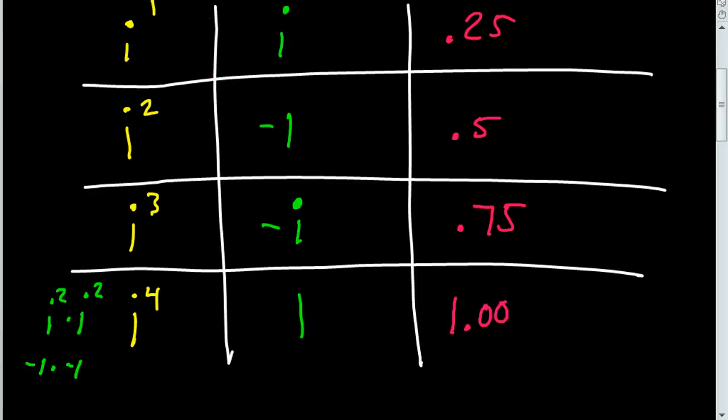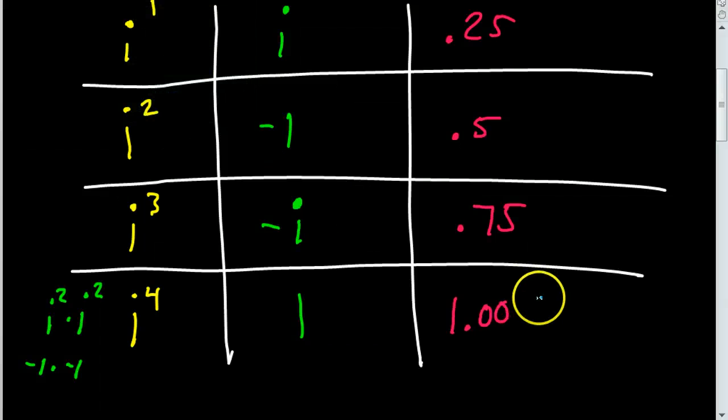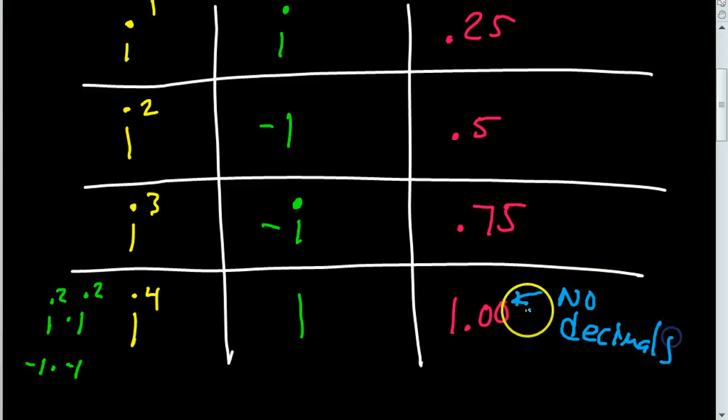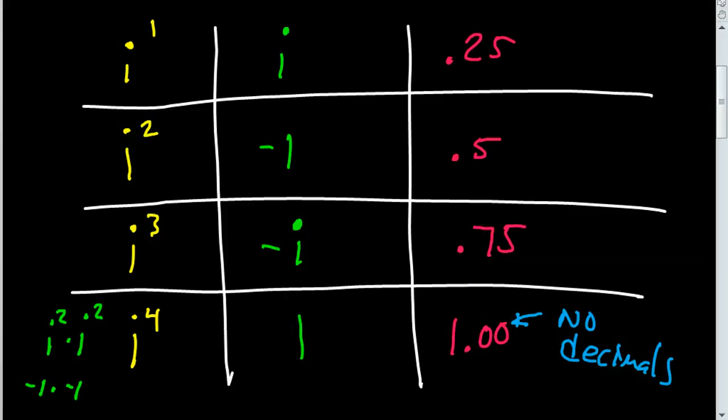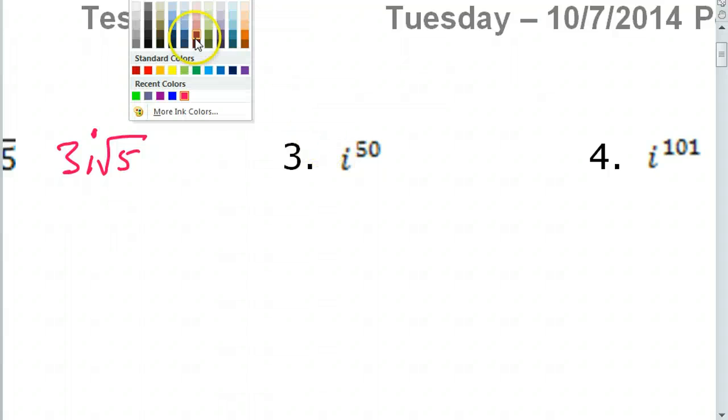Okay? Now, what does it have to do with this problem? I'll show you what it has to do with this problem. I can use this shortcut to evaluate i to the 50th power by doing 50 divided by 4 and seeing what kind of a decimal I get or don't get. What is 50 divided by 4, class?